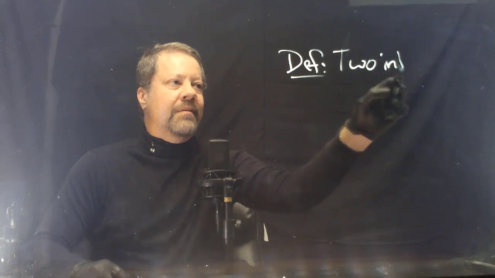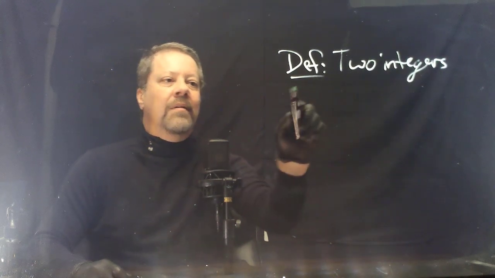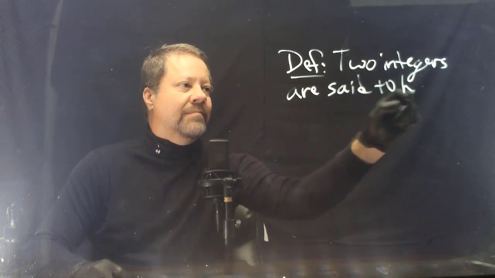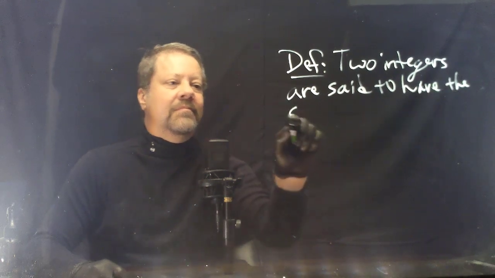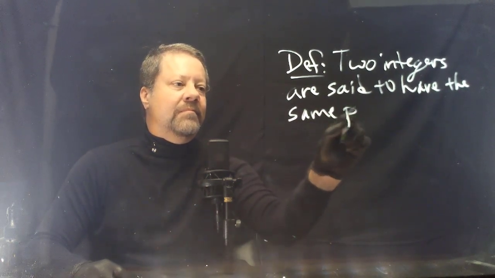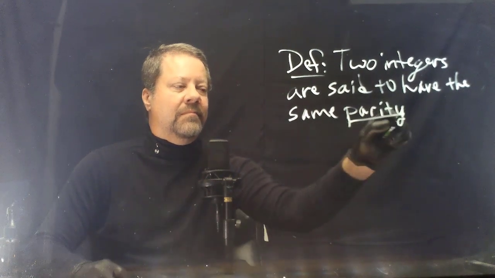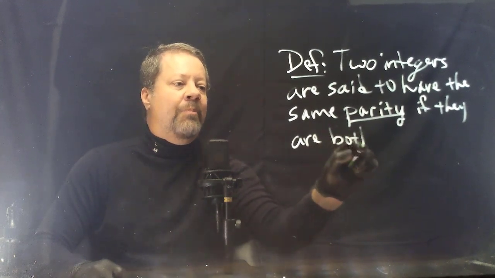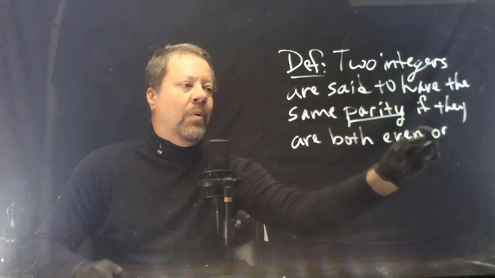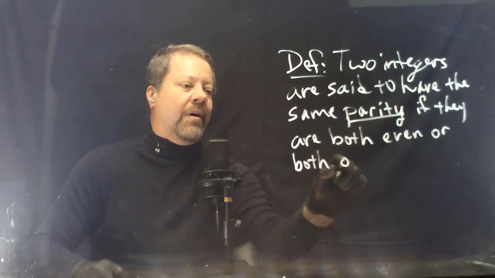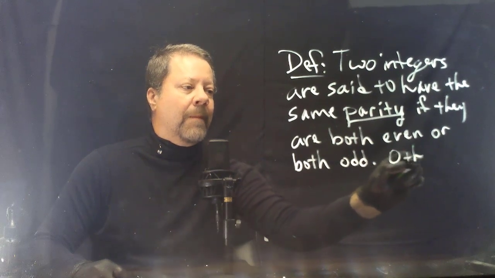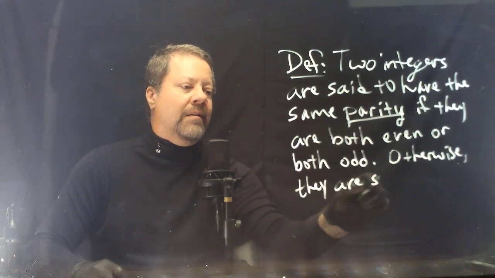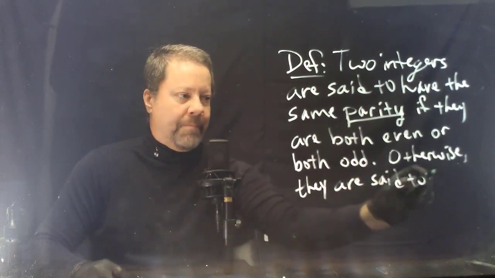Two integers are said to have the same parity if they are both even or both odd. Otherwise, they are said to have opposite parity.